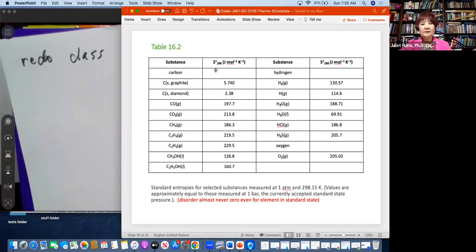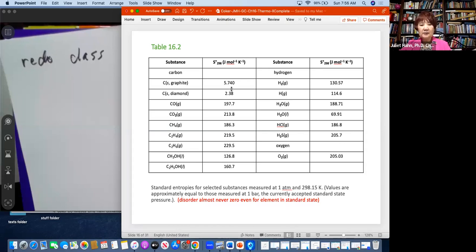So here's the table of entropies for various molecules. Now you note that things like hydrogen, H2 gas, when you're looking at enthalpies, those for the element in its most stable form is 0. Entropy, it's not 0 because it's at 25 degrees Celsius. It's not at 0 Kelvin. At 0 Kelvin, it would be 0, but not at 25 degrees Celsius, the standard entropy condition.